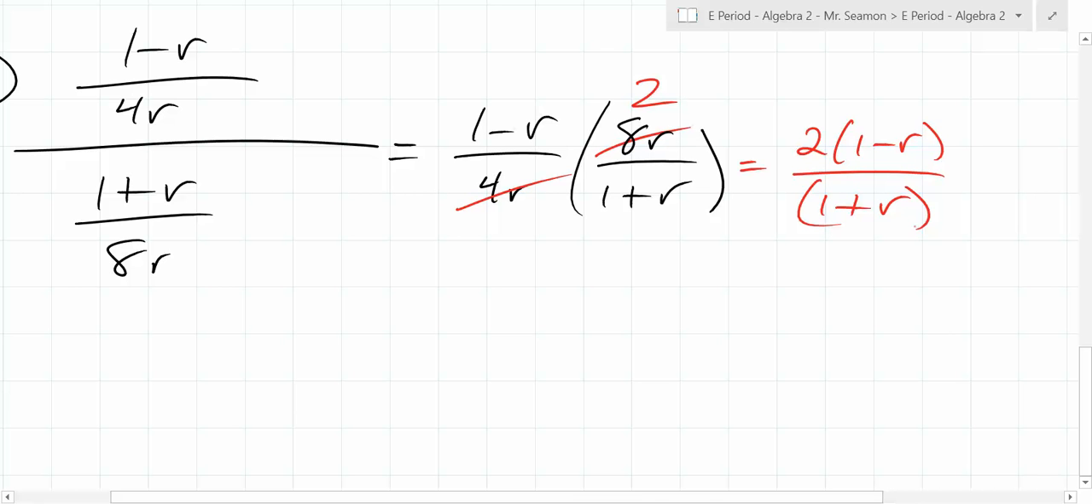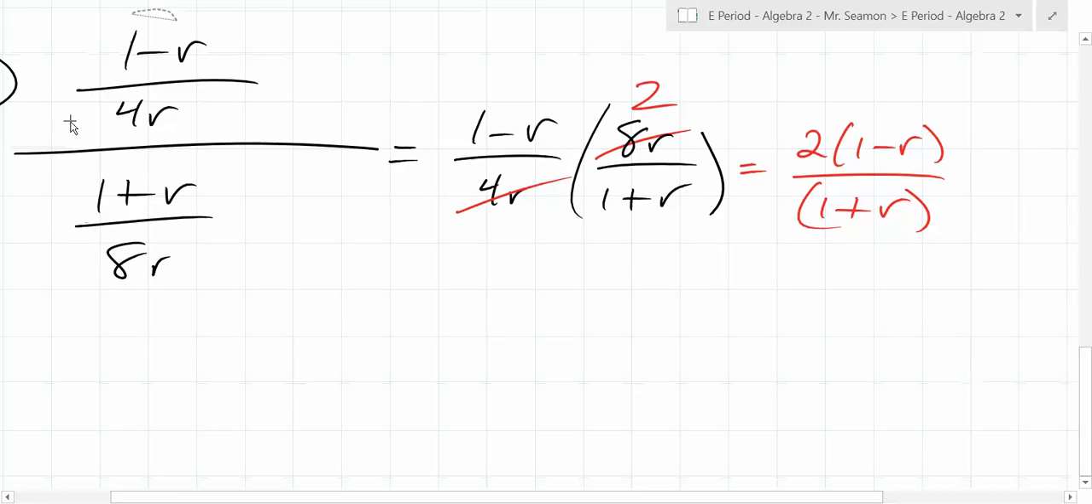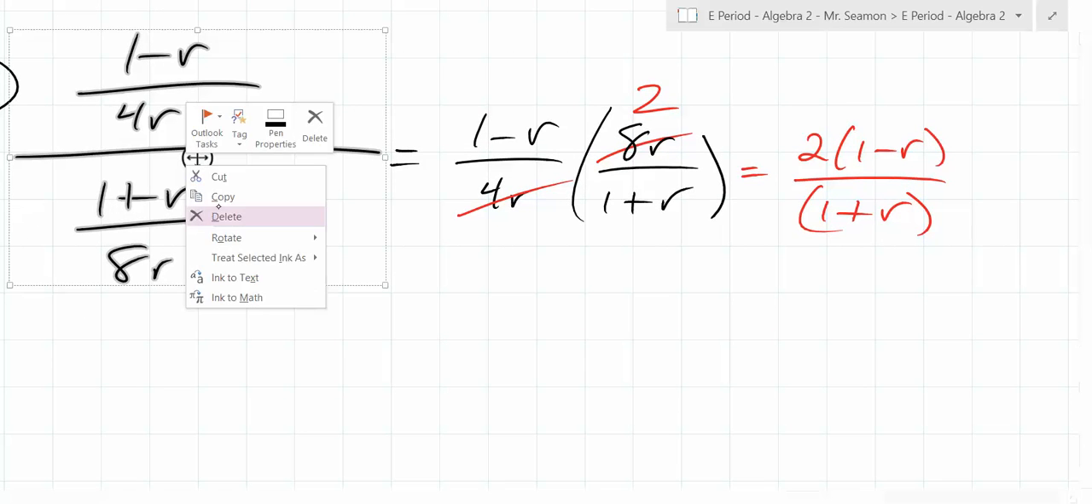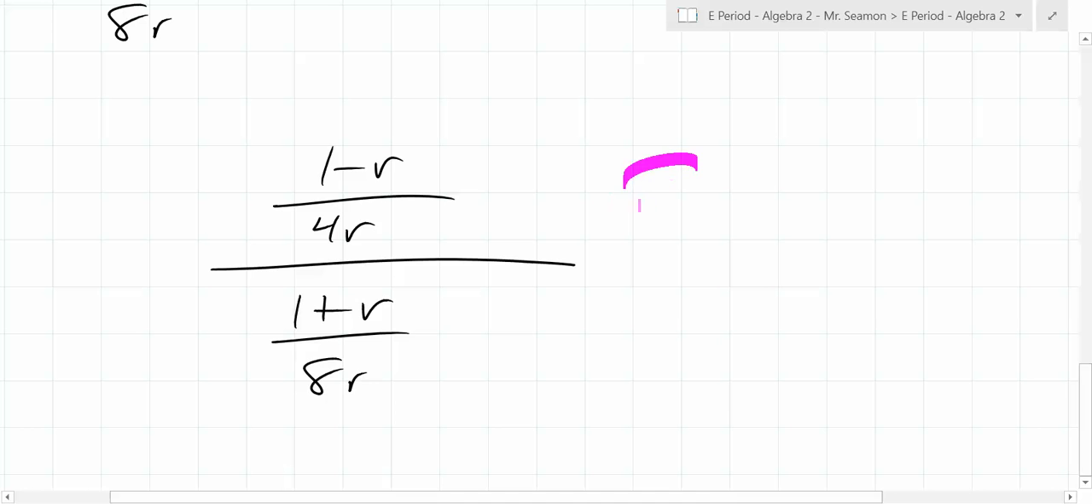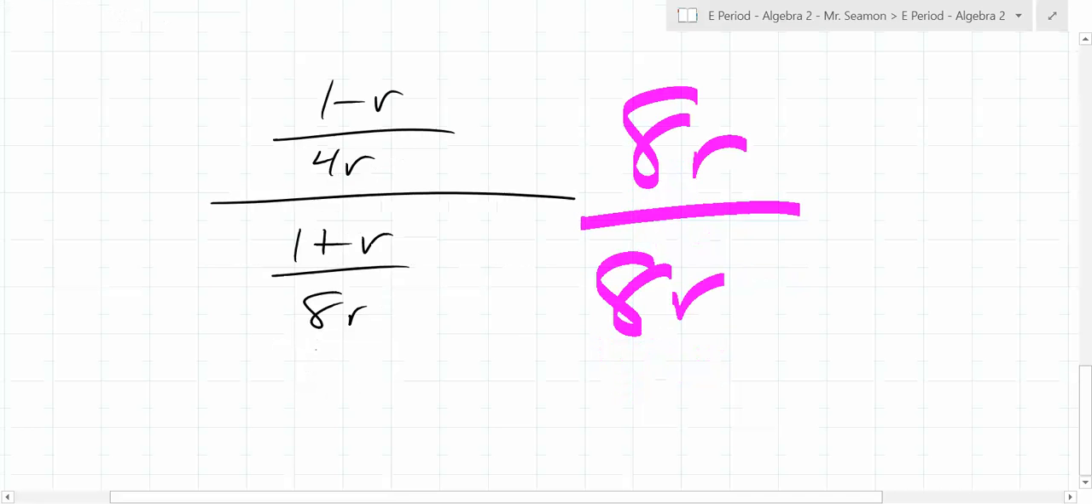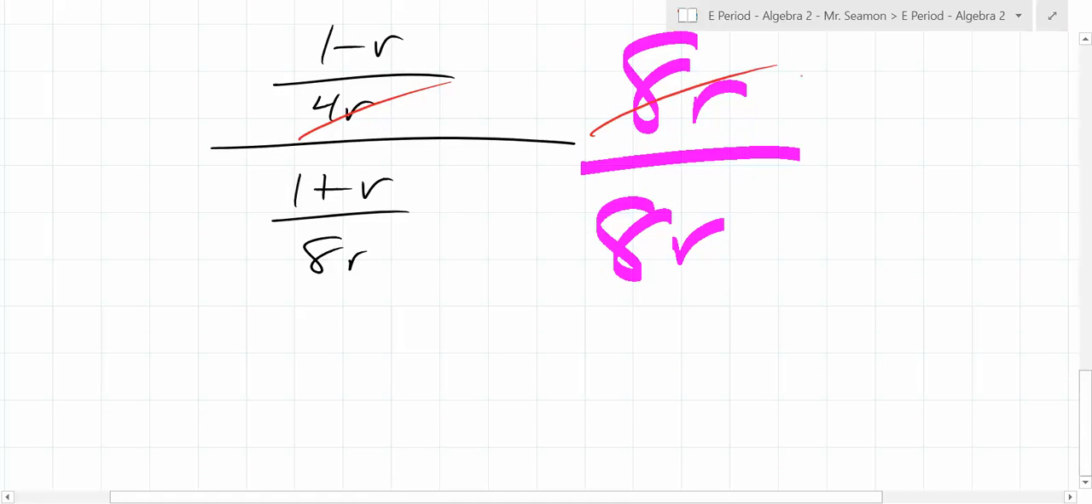Okay, does anybody have a different way? The other way would be to multiply the top and bottom. So if you had this right here and wanted to do it the other way, you could multiply by 8r over 8r. And what's going to happen there? That will cancel with that one, becoming 2.